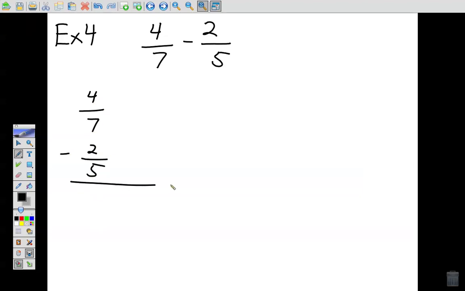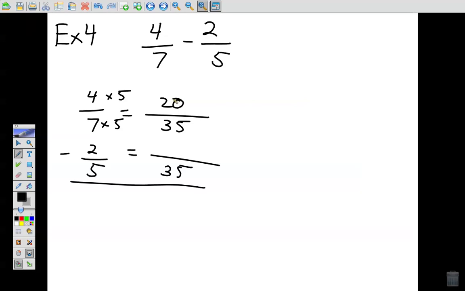I'm going to go through this one a little faster so you don't get real bored, even though you might have been bored already. But let's see, 7 times 5, so I take the top times 5 is 20. 5 times 7, so 2 times 7. Okay, everything looks good so far. Now subtract this time. 20 minus 14 is 6. And can I divide them both by 2, 3, 4, 5, 6, 7, 8, 9, or 10? No, I cannot. It's in lowest terms.